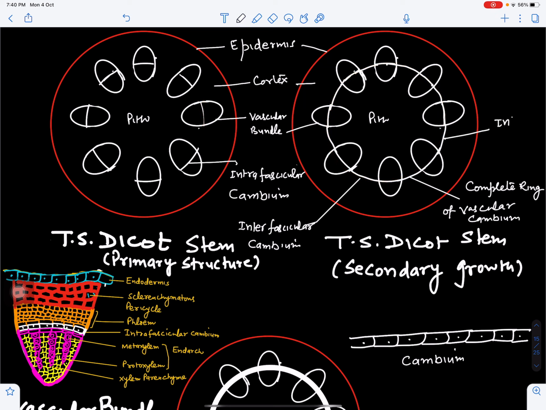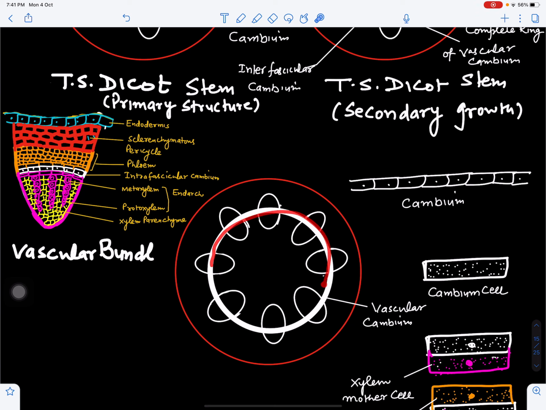So ultimately, this will be converted into this type, a complete ring of vascular cambium. This complete ring is also called vascular cambium, which is formed by intrafascicular cambium and interfascicular cambium. Now if we see the structure of the cambium, this is just meristematic in nature. All cells are parenchymatous in nature, having cytoplasm and nucleus.